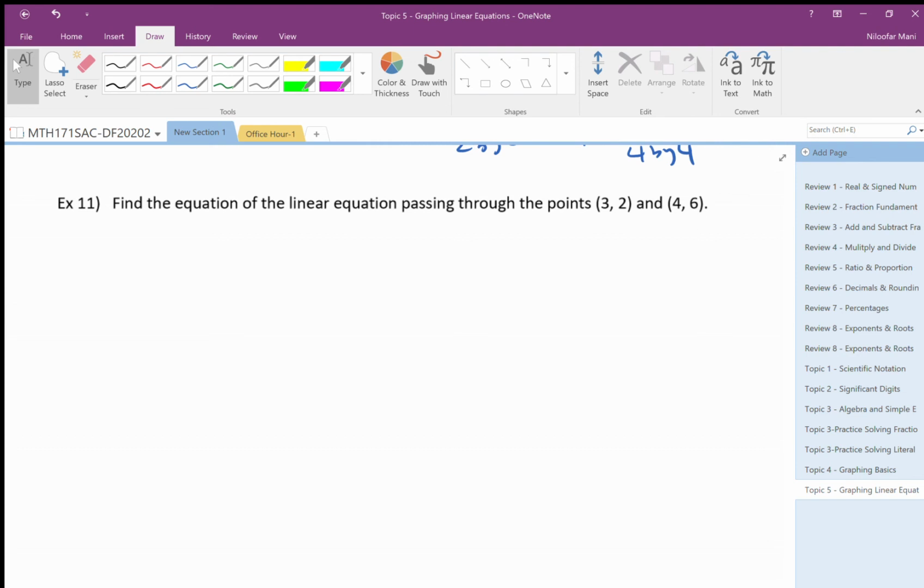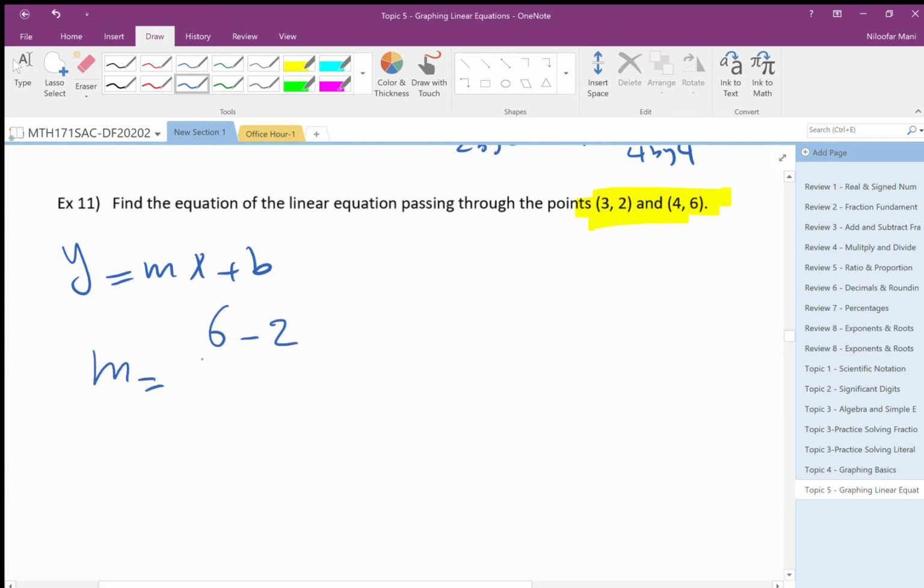So first I have to write y equals mx plus b. This is what you need. Whenever I give you one question, at the beginning you have to say, what do I need and what do I have? This is what you need. What you have is 2 points. Can I use these 2 points to find what I need? I need a slope. Yes, I know the slope is 6 minus 2 divided by 4 minus 3, which is 4 divided by 1, which is 4.